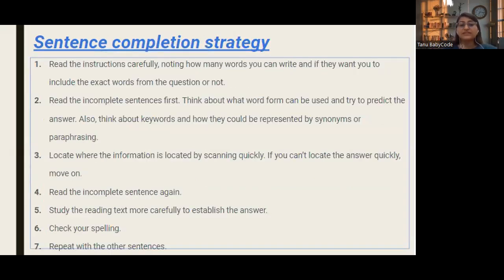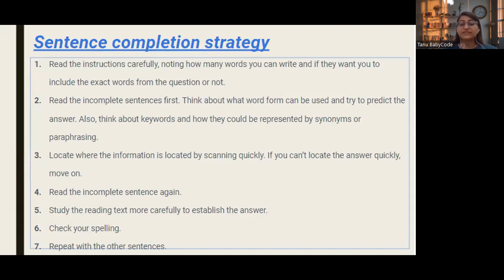Let's move towards some of the strategies for sentence completion. Read the instructions carefully. Note down how many words you can write, and if they want you to include the exact words from the question or not. This is the very first thing. Once you start looking at your question paper and you come across sentence completion, underline the instructions, how many words are possible for you to write, and whether they want you to write exact words from the question or not.